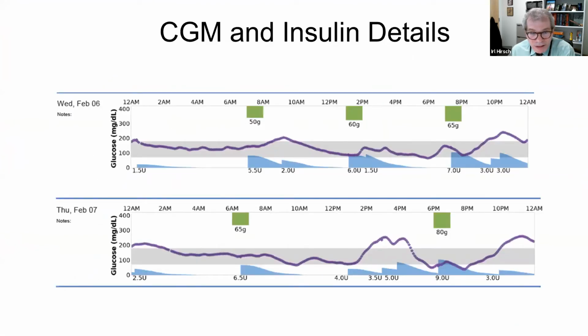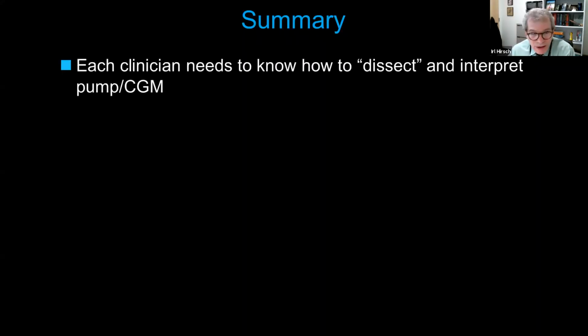Looking at these insulin details, this has been my biggest gap as a clinician, looking at people's insulin who are not on pumps. I can actually see what they're doing and even what they're thinking. So to summarize, each clinician needs to know how to dissect and interpret their pump and CGM, and now we can look at even MDI patients for the first time.